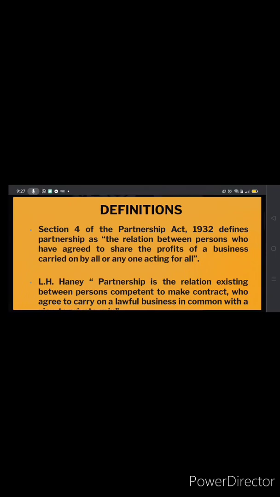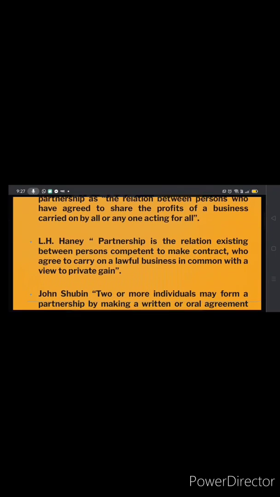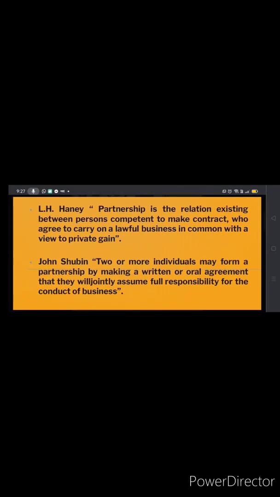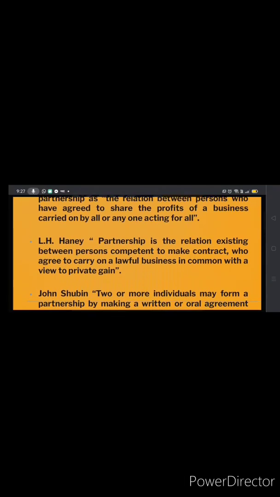If we see the second definition, L.H. Haney has said it. Partnership is a relation existing between persons competent to make contract who agree to carry on a lawful business in common with a view to private gain. So what Mr. Haney is telling here is that partnership is a relation between the people, between the partners who actually make a contract and agree to various terms and conditions, and they agree that we will do the business in a correct way, we'll follow all the lawful measures, will not carry out any illegal measures. And the main motive is private gain, that is making profit. So that is about the second definition that speaks about the partnership.